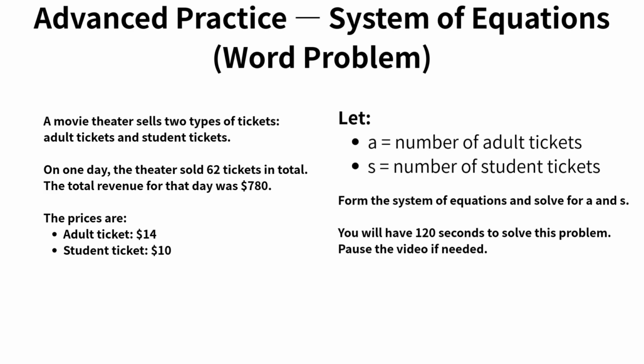Here's an advanced word problem system of equations. Form two equations using the total number of tickets and the total revenue. Then solve for the number of adult tickets and student tickets. Take 120 seconds, and pause the video if you need more time.